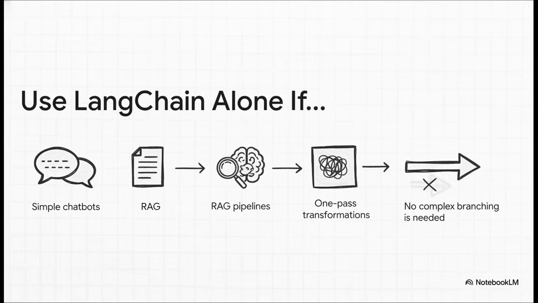So here's the bottom line. You should stick with just LangChain if your job is straightforward. Building a simple chatbot to answer questions about your docs, a standard RAG pipeline, just converting some text from one format to another. LangChain is your best friend. It's fast, efficient, and perfect for that.